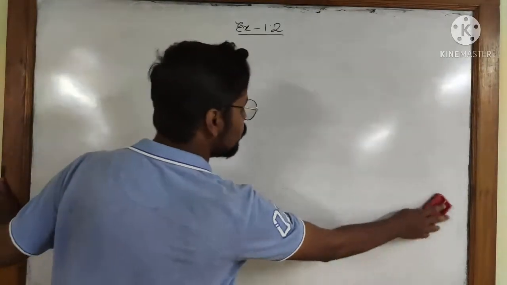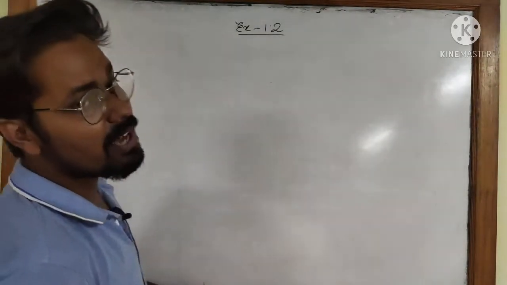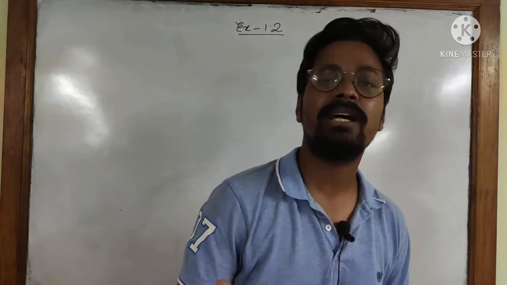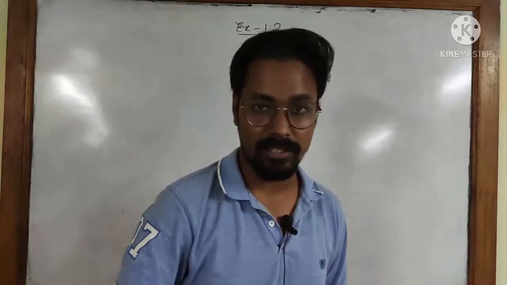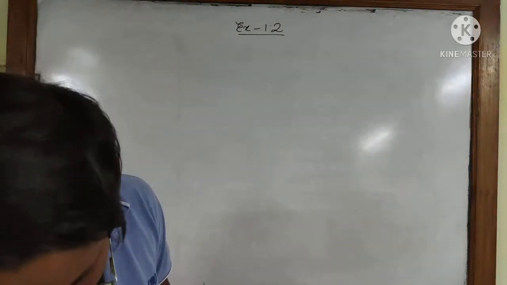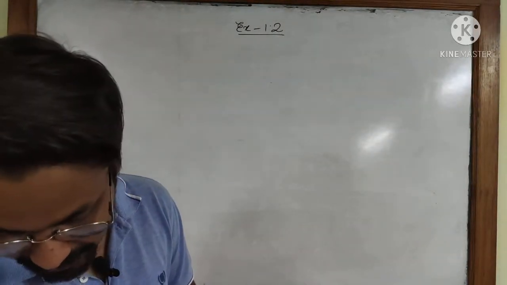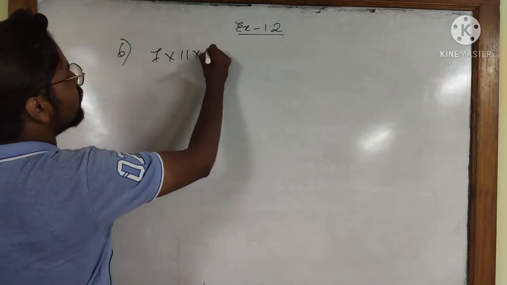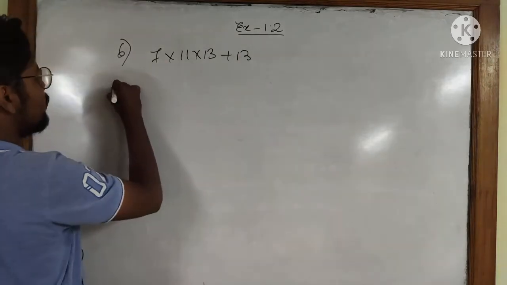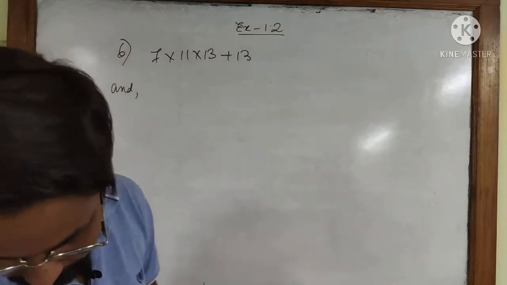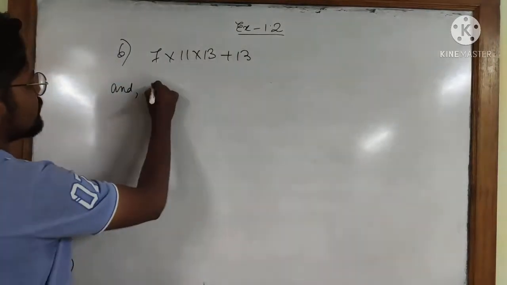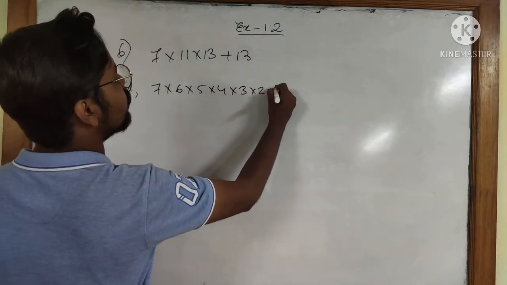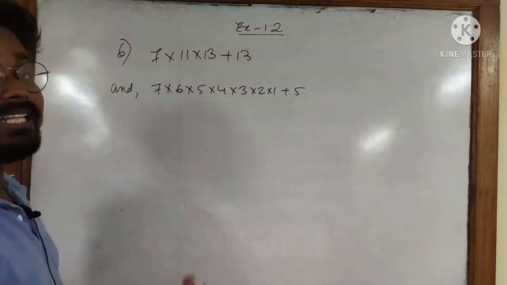They have given two numbers and they have asked why these are composite numbers. Composite means the numbers which are not prime. So any number having more than one common factor will be called a composite number. So what numbers are given? We are given 7 into 11 into 13 plus 13, and we are given 7 into 6 into 5 into 4 into 3 into 2 into 1 plus 5. Okay, so why are these composite?